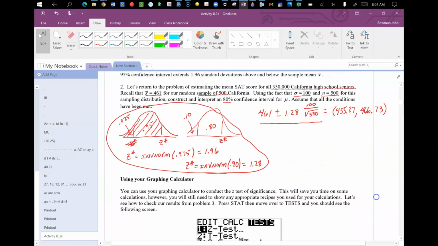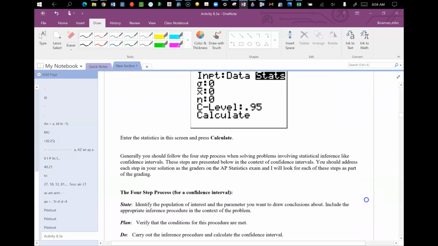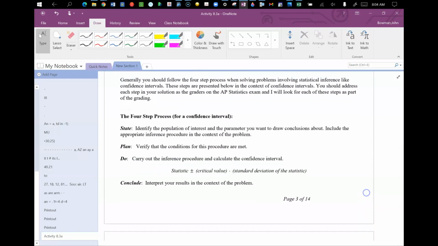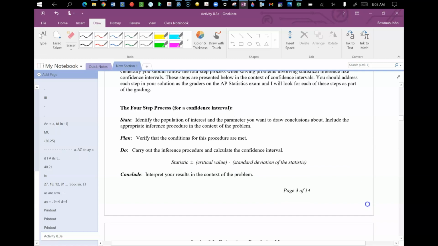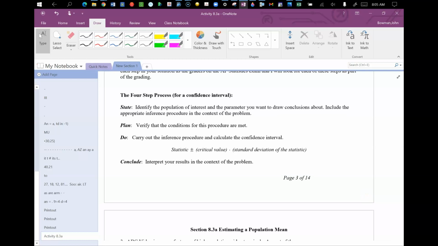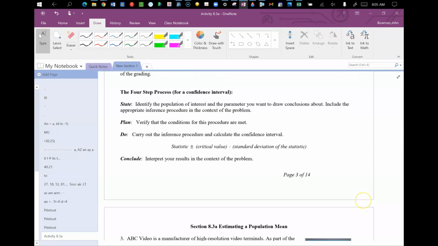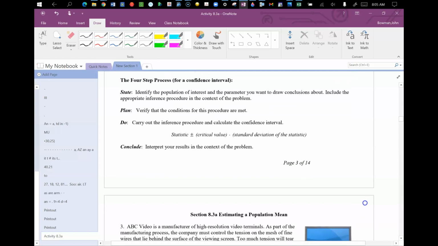So I'm going to skip ahead now past this, how to use your graphing calculator for this, because we already talked about that. I'm going to go down here to what our book calls the four-step process. The four-step process for a confidence interval, they say state, identify the population of interest and the parameter you want to draw a conclusion about, include the appropriate inference procedure in the context of the problem. To be honest with you, most of the time I think through this and I don't actually write this down, but to illustrate it for you, I'm going to do that. Plan, verify the conditions for the procedure are met.